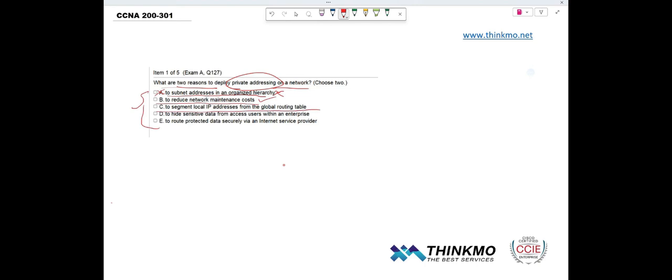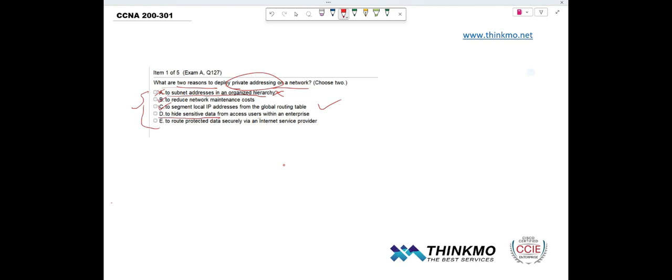Then let's look at option C. Option C says to use local IP addresses and separate it from the global routing table, that is, separate it from the global public network routing table. This description is also correct, so currently B and C are correct. Now let's look at option D. Option D says to hide sensitive information from internal users of the enterprise.